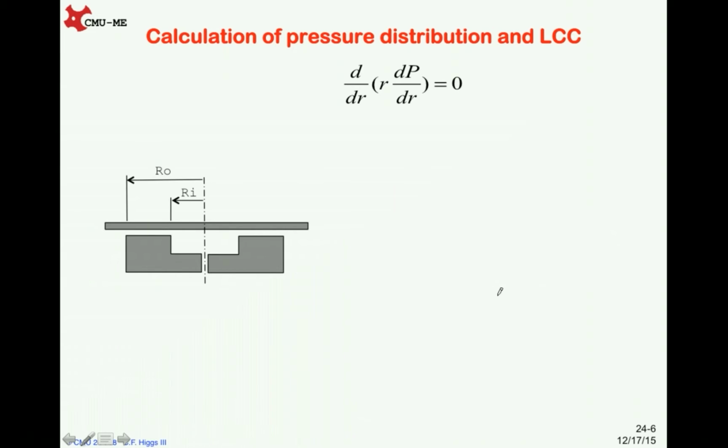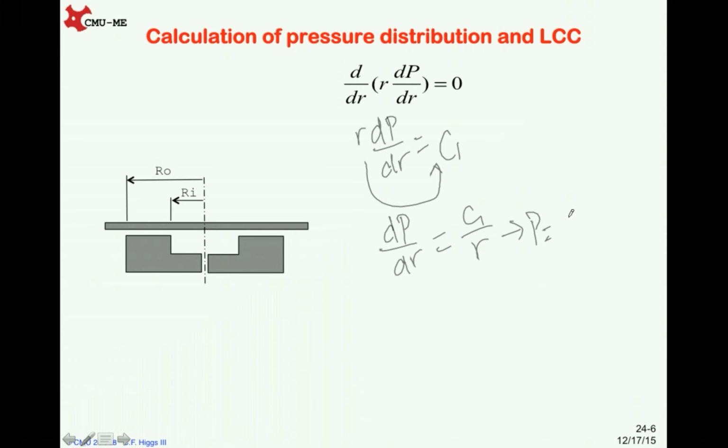Starting from this point, you can first integrate it once, like here: r dp/dr equal to constant C1. And then we can bring the r term to the right-hand side, which gives us dp/dr equal to C1 over r. And then we can integrate again, so we have p equal to C1 log r plus C2, which is also a constant.